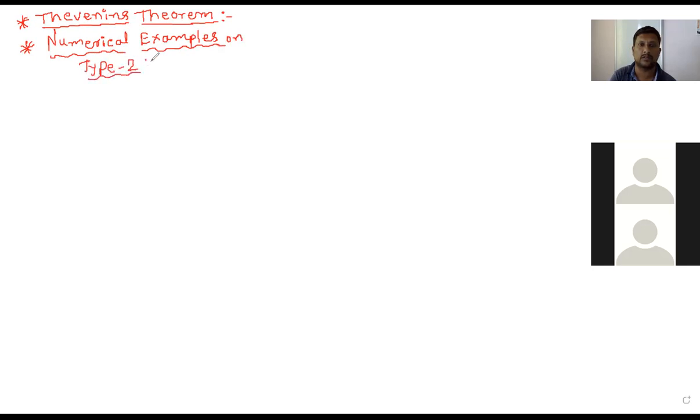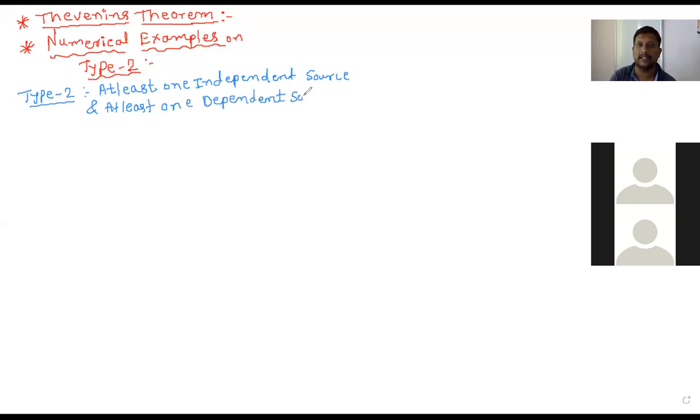On type 2. Okay, so type 2 means what? Type 2 or method 2 means at least म्हणजे कमीत कमी एक independent source पाहिजेच. At least one independent source and at least one dependent source.